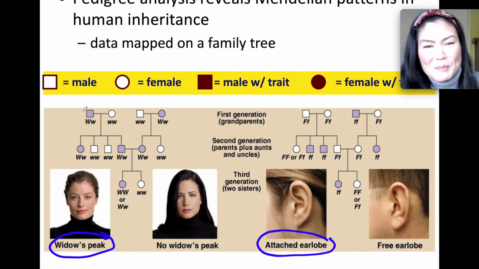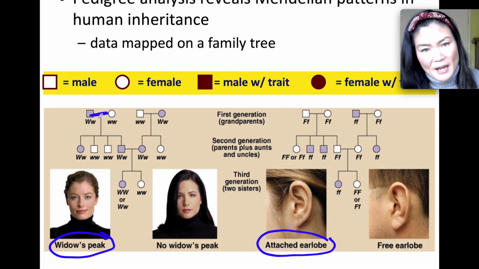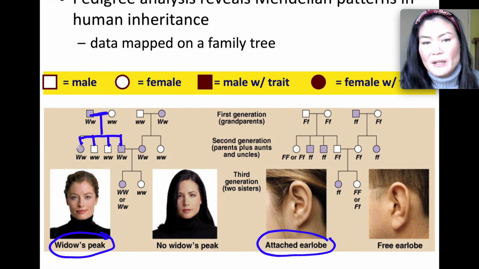So if you have a widow's peak, which is a dominant trait, it's going to be filled in. So here's a male who has the widow's peak, so it's filled in. It's a dominant trait, so he's heterozygous. He has a partner, a female who is little w, no widow's peak. And this line means that they're connected, they have offspring, and they have how many offspring? 1, 2, 3, 4. Specifically, they have 1 daughter.